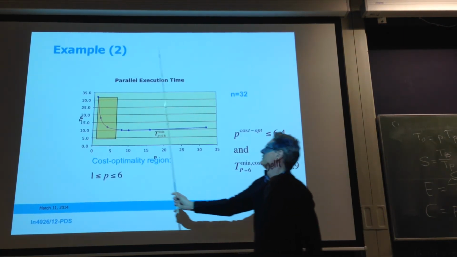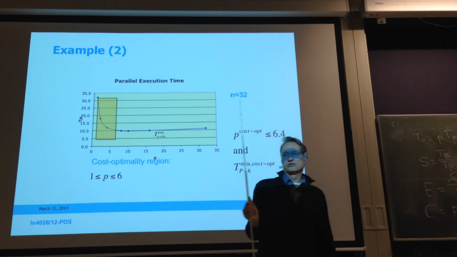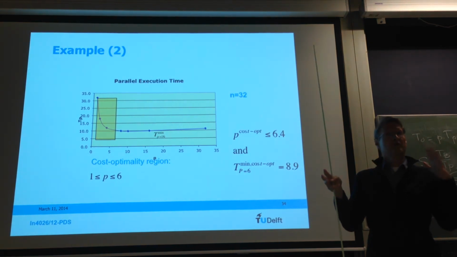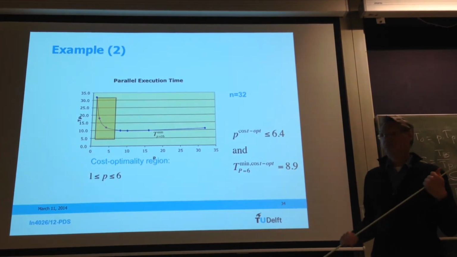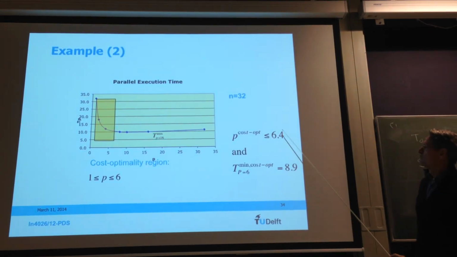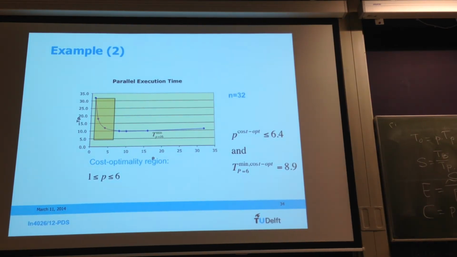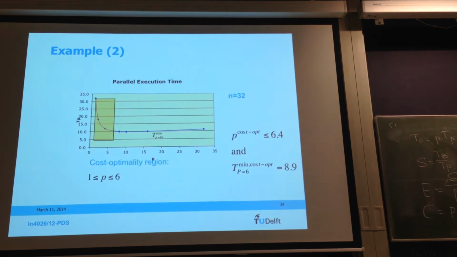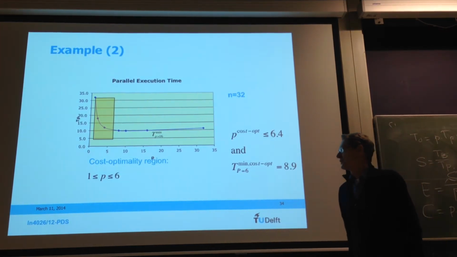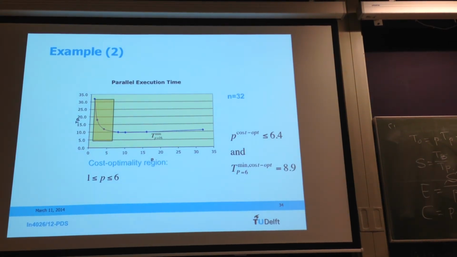And for every point in this shaded curve holds that it's cost optimal, and beyond it point it's not cost optimal anymore. Which is also kind of intuitive. If you look at the figure, it's kind of what you see. So the cost optimal point is 6.4, but we don't have 6.4 processors, of course. We have to choose the closest one in the safe region. So for 1 over p between 1 to 6, the solution is cost optimal. Right?